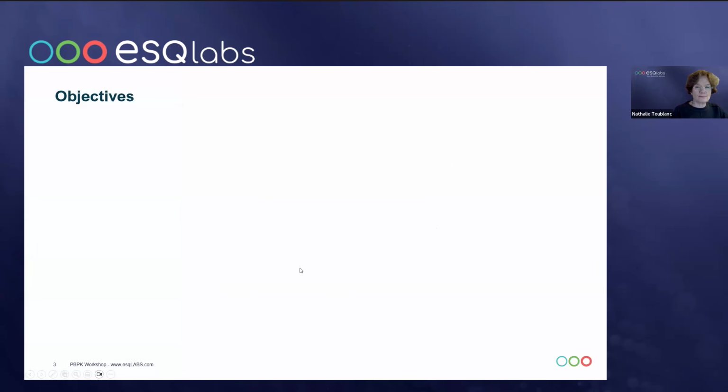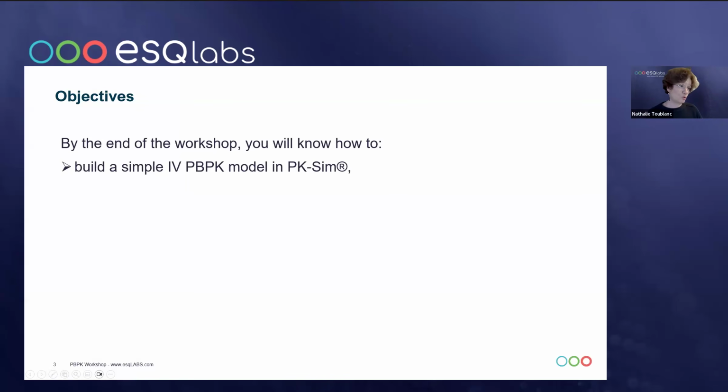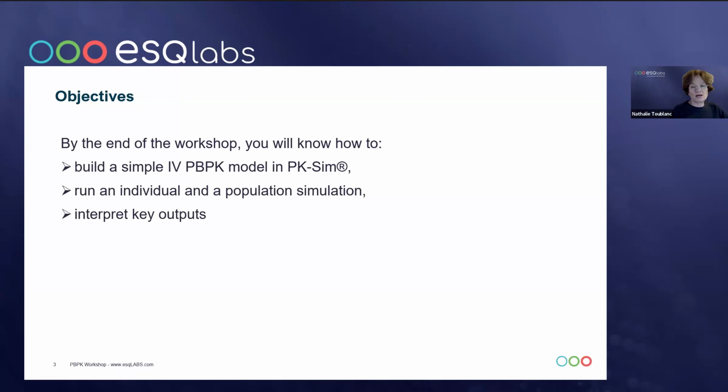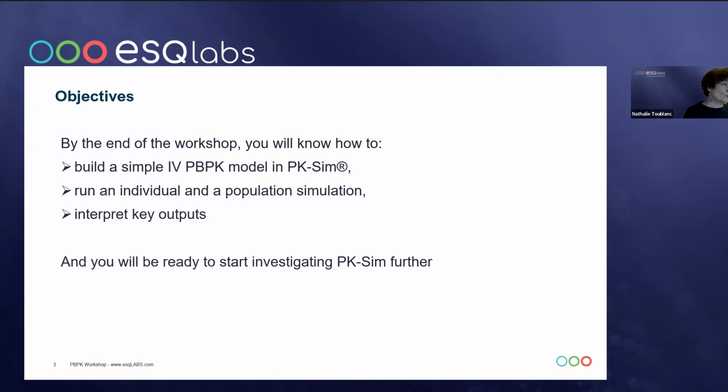So the objective for today is that by the end of the workshop, you will have a good idea of how to build a simple PBPK model in PKSIM following IV route of administration. You will have run individual and population simulations, you will have an idea on how to interpret the key outputs, and you will be ready to start investigating PKSIM further. Because starting with PBPK modeling software is always a bit daunting. It's not like Word or Excel, it's something a bit more complicated, so it can be a bit scary to get going. So this will give you your first step.